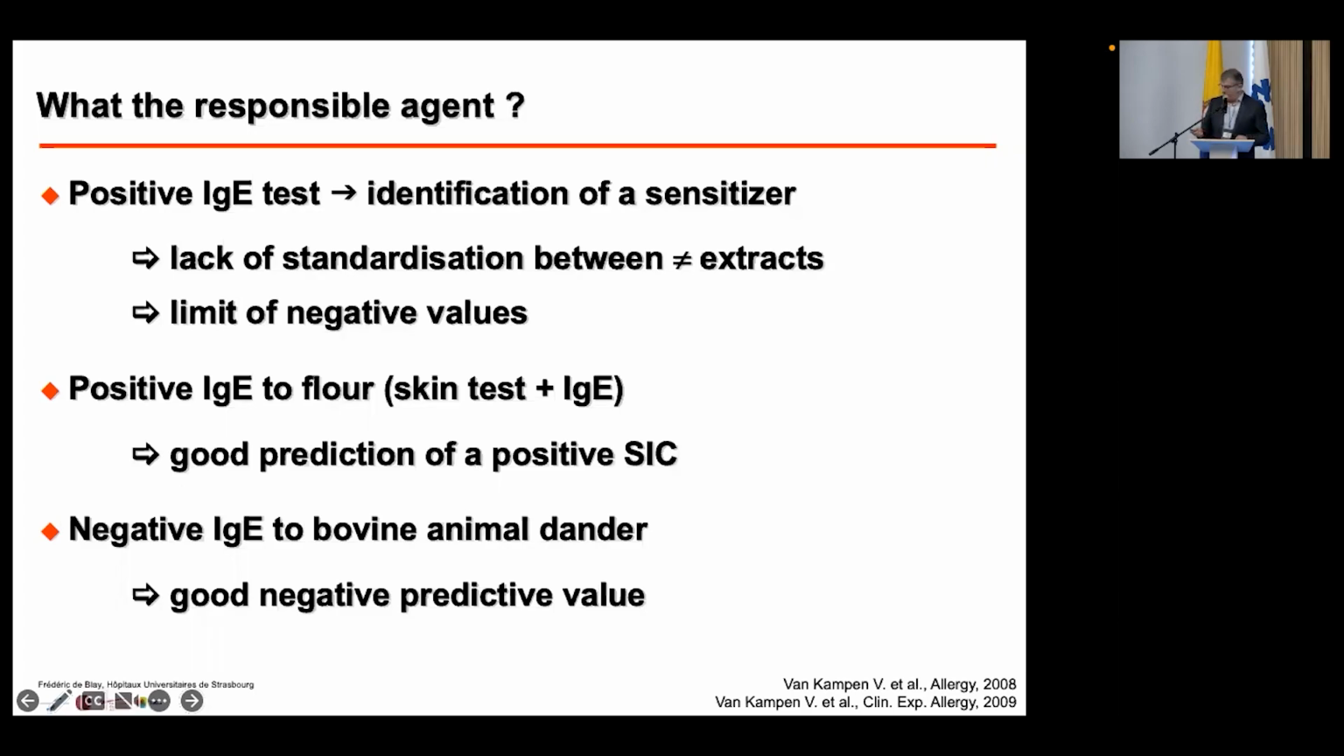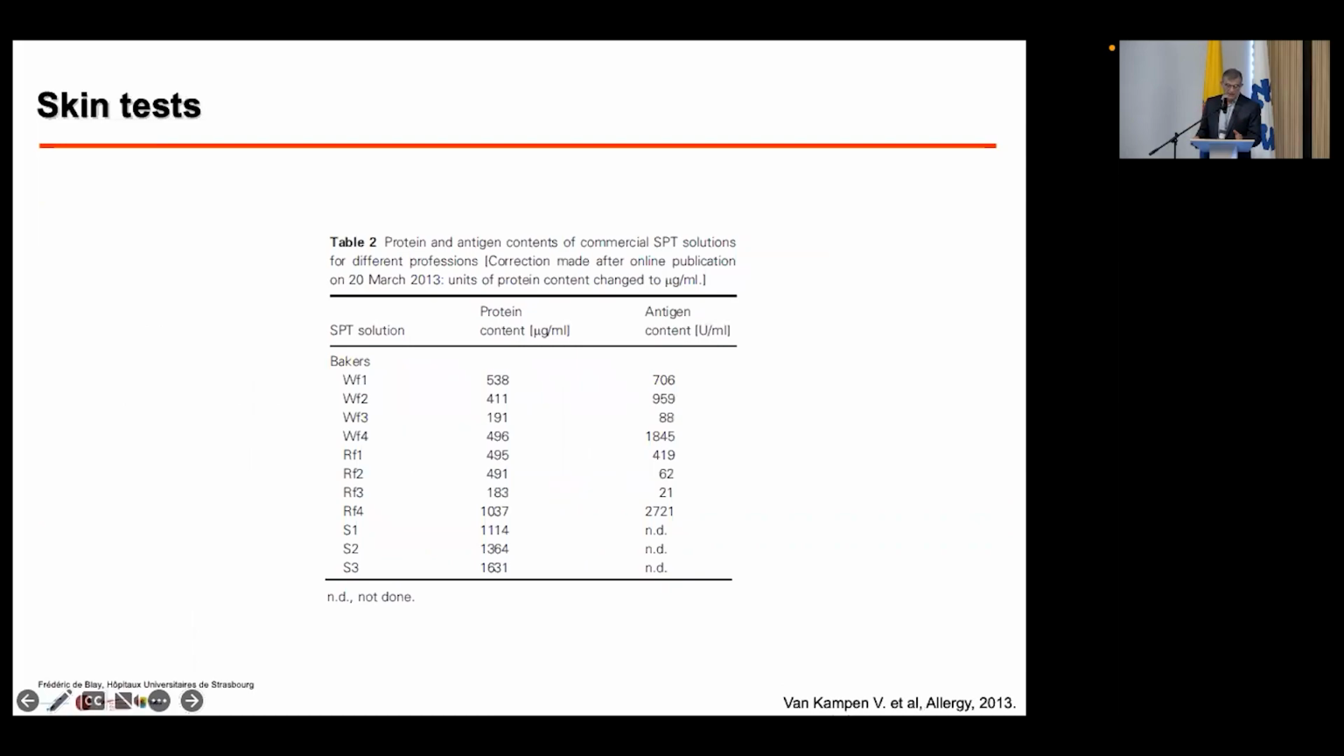And for flour, it's not so bad. For the bovine animal dander, it's a good negative predictive value, negative IgE. So this is skin test and IgE. You can increase your sensitivity with the skin test and the specific IgE, not just the skin test. This is a paper we did in the group about the quality of the extract.